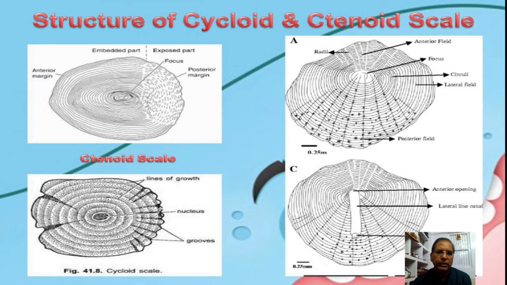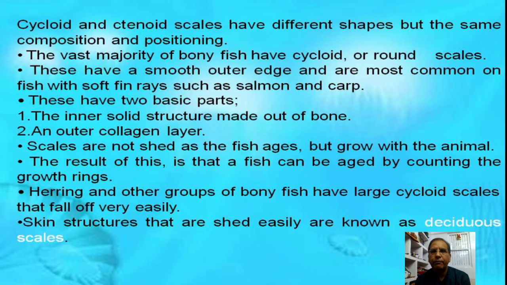So you can see here in the anterior opening, the lateral line canal is also present in these scales, and posteriorly some spikes are also present in the cycloid scales. So cycloid and ctenoid scales have different shapes but the same composition and position. The composition is a single layer: the upper layer and inner layer are degenerated, and only the middle layer is present.